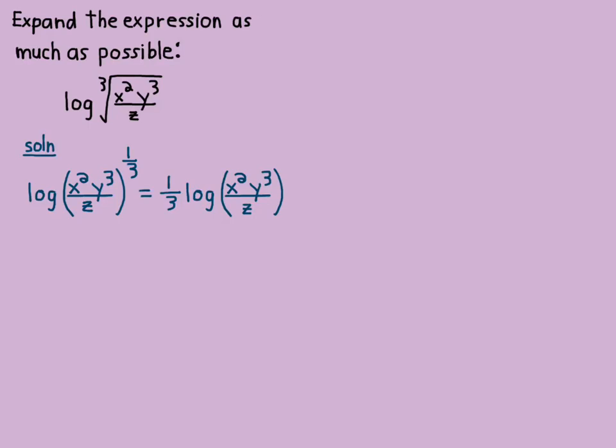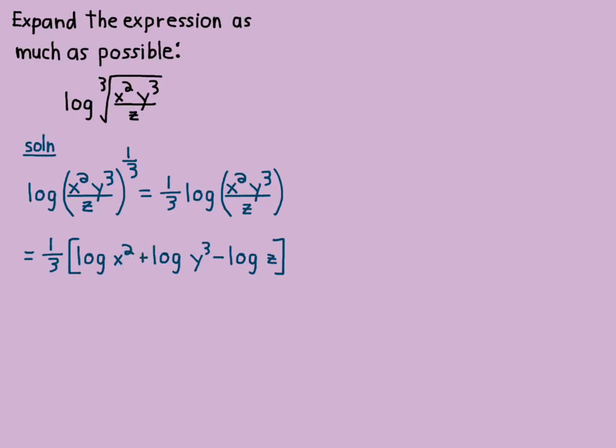Then I can use the product and quotient rules, and I can do all three of these at the same time, for the x squared, the y cubed, and the z at the same time. Just put it in brackets because it's 1/3 times the whole thing. So 1/3 times bracket log x squared plus log y cubed minus log z. And then they want us to use the exponent rule to put this exponent 2 in front of this log, exponent 3 in front of this log.